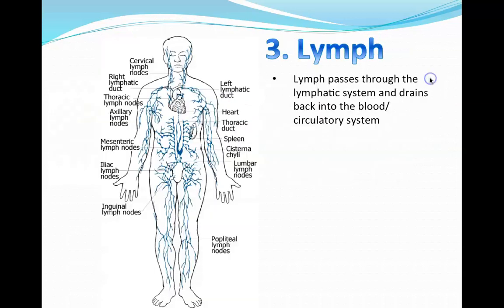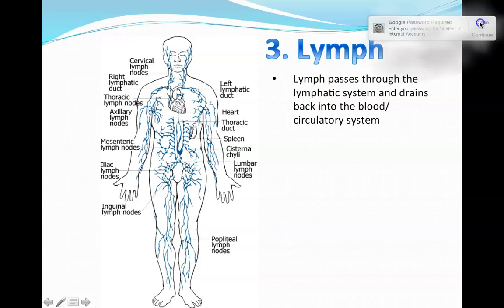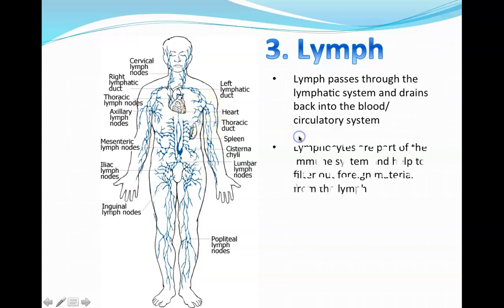And that is what happens. We have lymph nodes. So these are lymph nodes here. We have nodes in our armpits and our groin area. We have them all over our body, but mainly the groin area and armpits. And the lymph passes through the lymphatic system and drains back into the blood system. So it goes through here, in here, and then it goes back to the circulatory system. And it does that to keep blood volume levels the same.